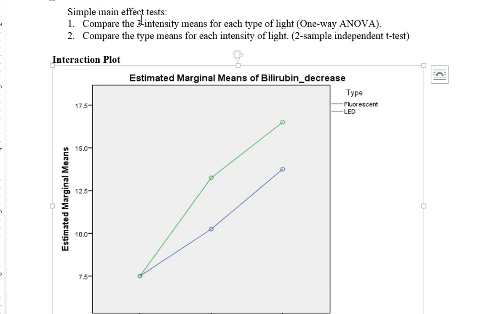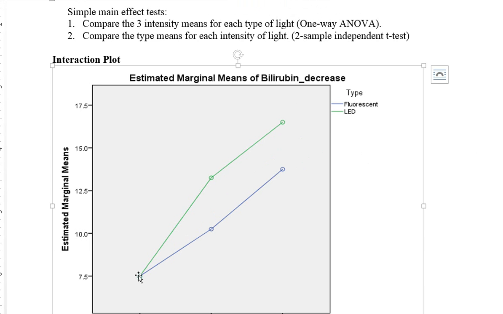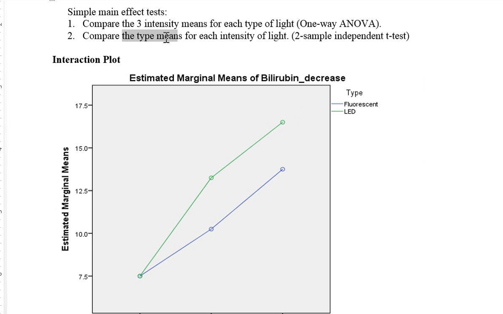So we want to compare the 3 intensity means for each type of light. Okay, so we're going to compare these 2 means for high, and these 2 means for medium, and these 2 for low. Well, we know those aren't statistically different. But then we're also going to compare the type means for, let's see, we're going to compare the intensity means for each type, and then we're going to compare the type means for each intensity. So I'm sorry.